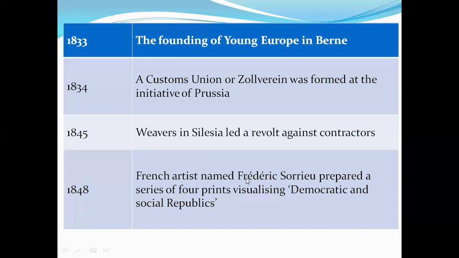1848, French artist Frédéric Sorrieu prepared a series of 4 prints visualizing a democratic and social republic. Through his art, through his pictures, Sorrieu tried to depict the democratic and republic changes in Europe.